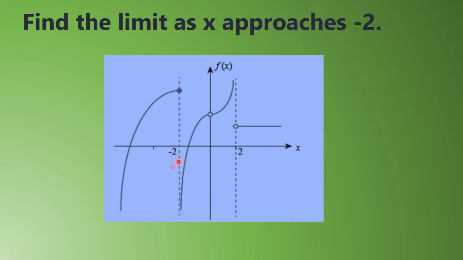Find the limit as x approaches -2. So this is x is equal to -2. This gives us the left-hand side limit of the function, and this would be the right-hand side limit. And since they are not equal, then the limit does not exist. So it would be D and E.